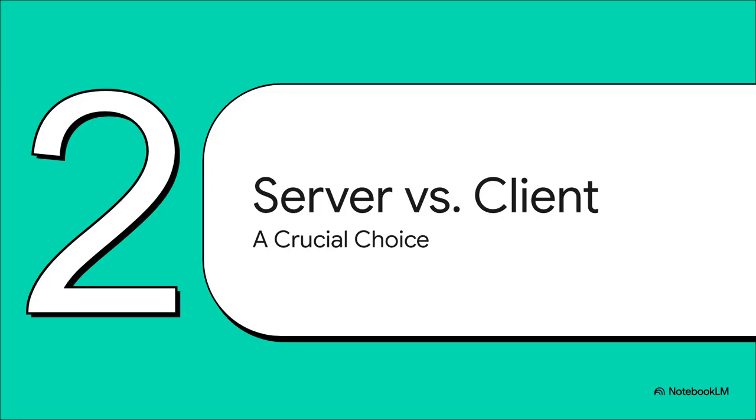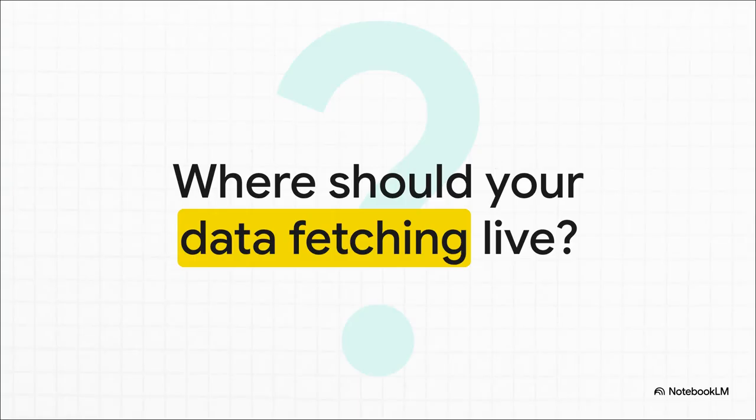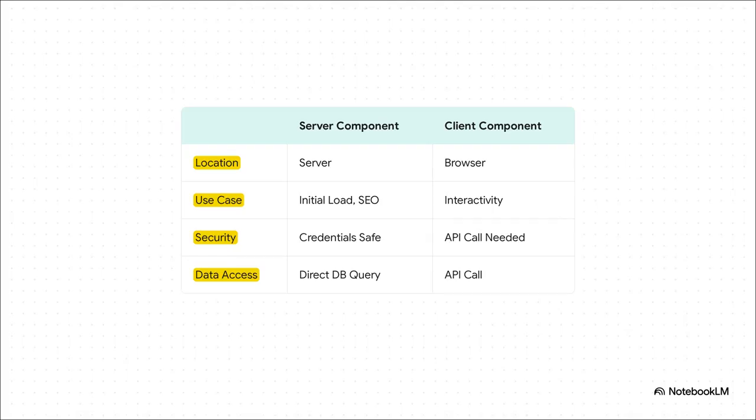Okay, so that brings us to the very first and maybe most important choice you're going to have to make every time you create a component in this new world. You know, this new model really forces you to stop and think. You have to be super intentional about where your code actually runs. Is this something that should happen on the server, or does it belong in the user's browser? It's a critical decision. And this table breaks it down perfectly for you.